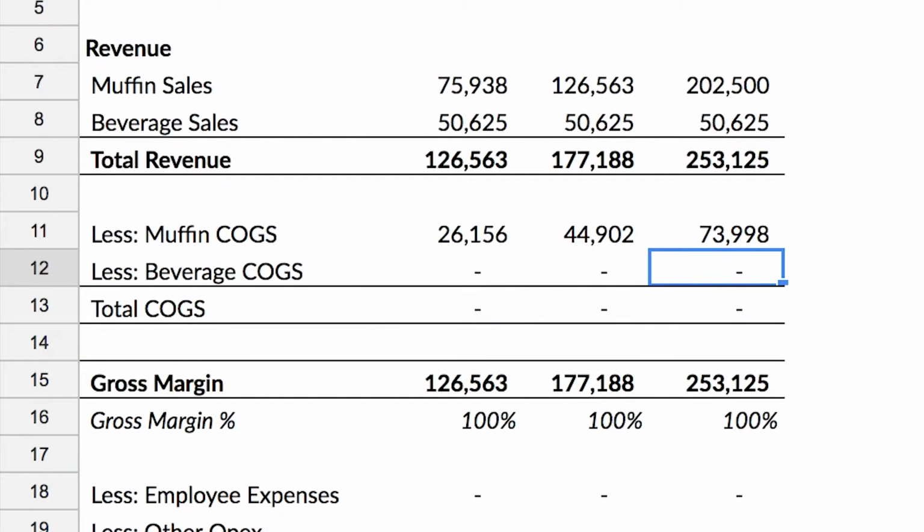So going back to our cash flow, we need to just do the same for our beverages. Great. So in year one, cost of goods sold is $18,500, and let's copy it over and see what happens.